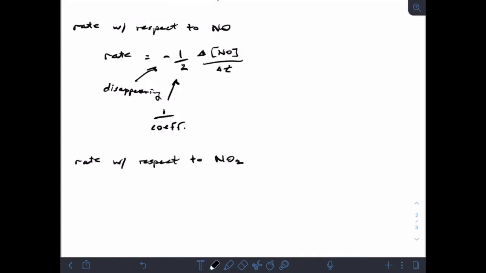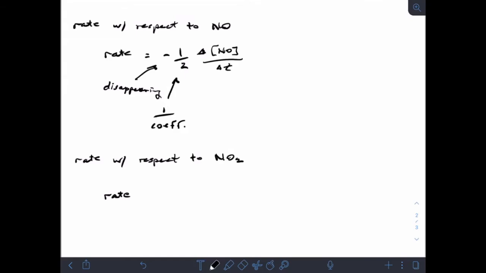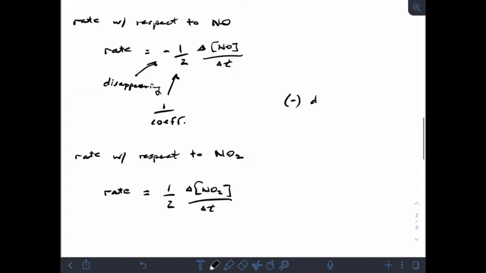And NO2 is made, so appearing, we leave it as a positive. Disappearing, we put a negative sign in there. So I'm going to write this as rate equals 1 over 2, which is our stoichiometric coefficient, delta NO2 over delta T. Okay, so remembering, negative sign is disappearing. Positive is appearing.